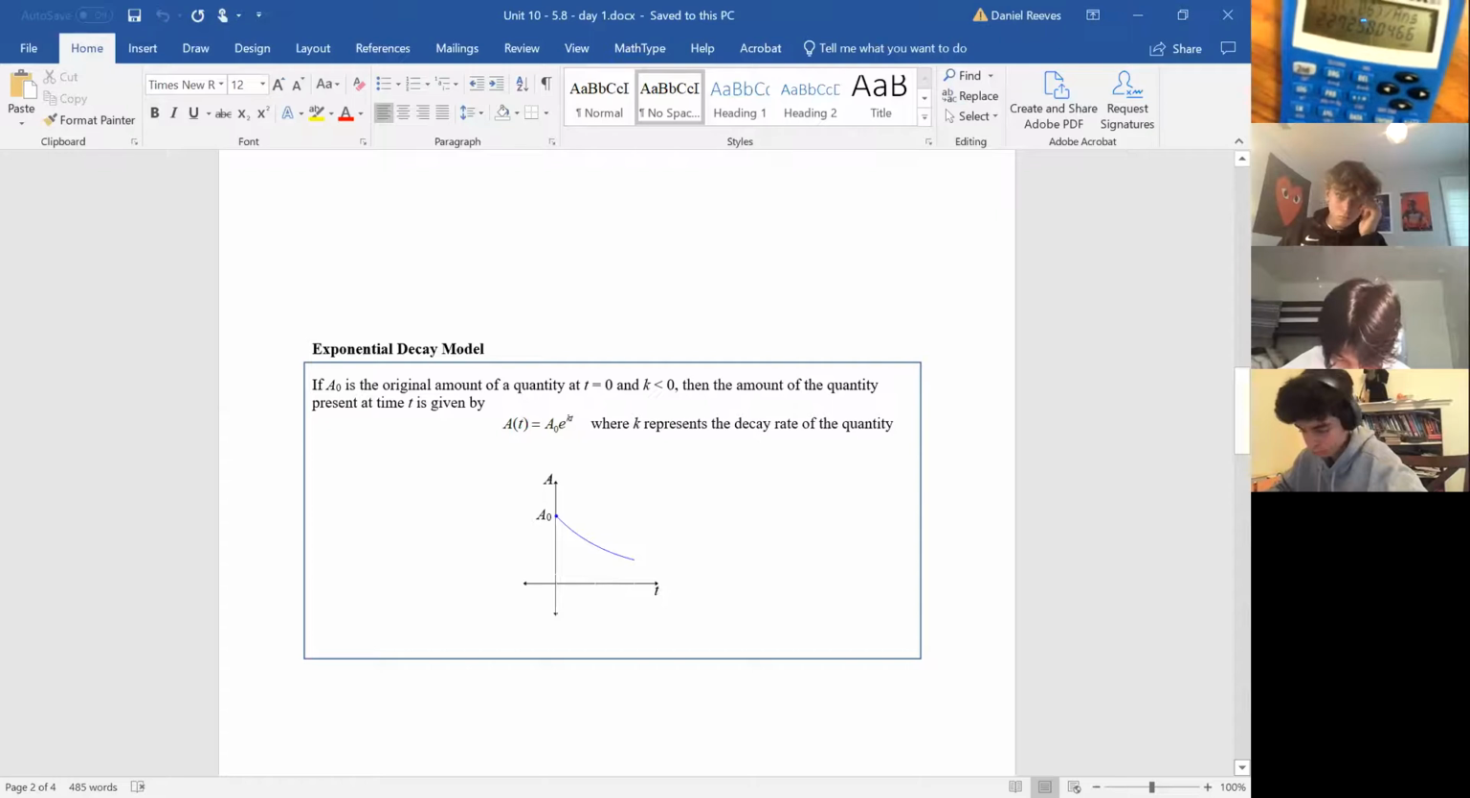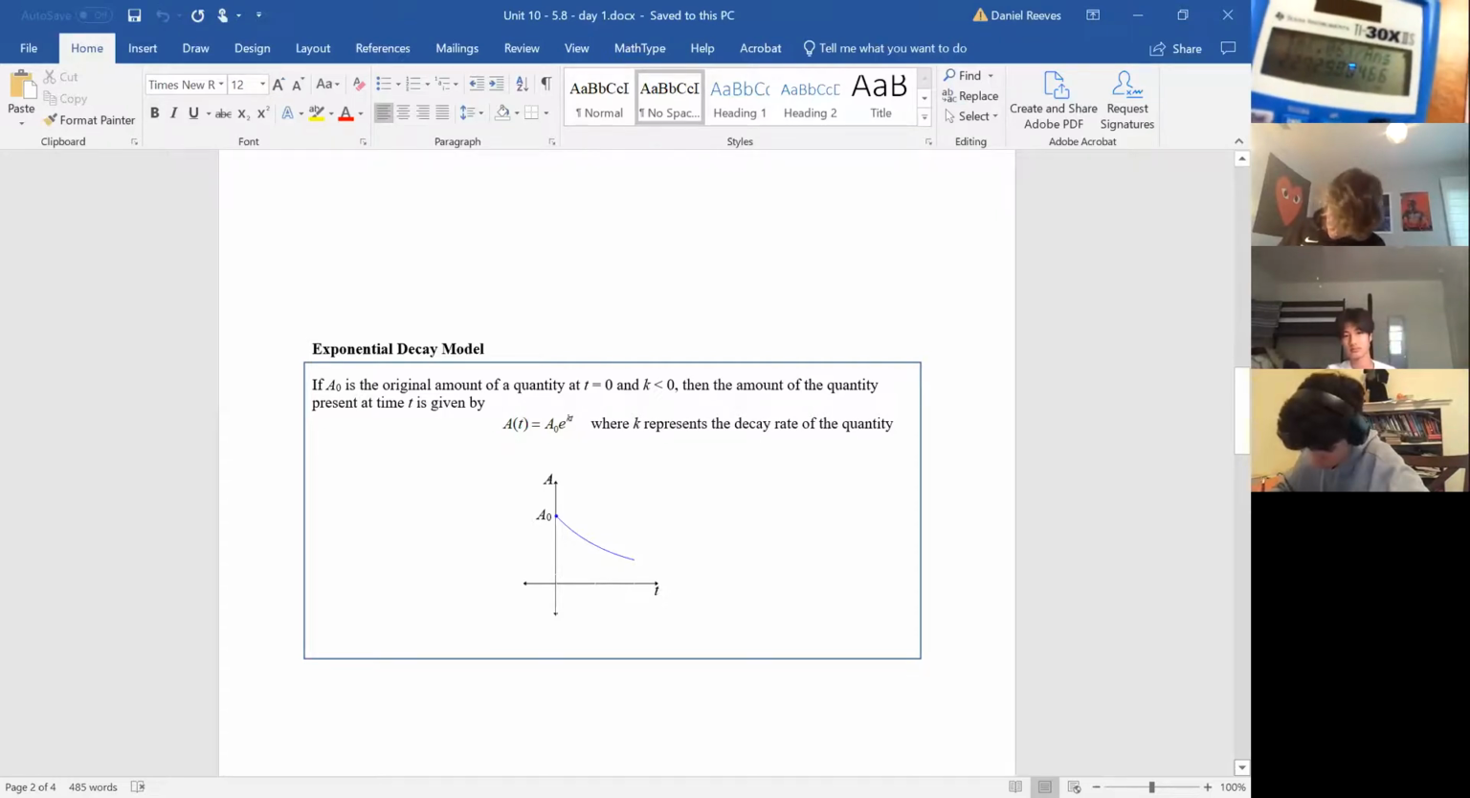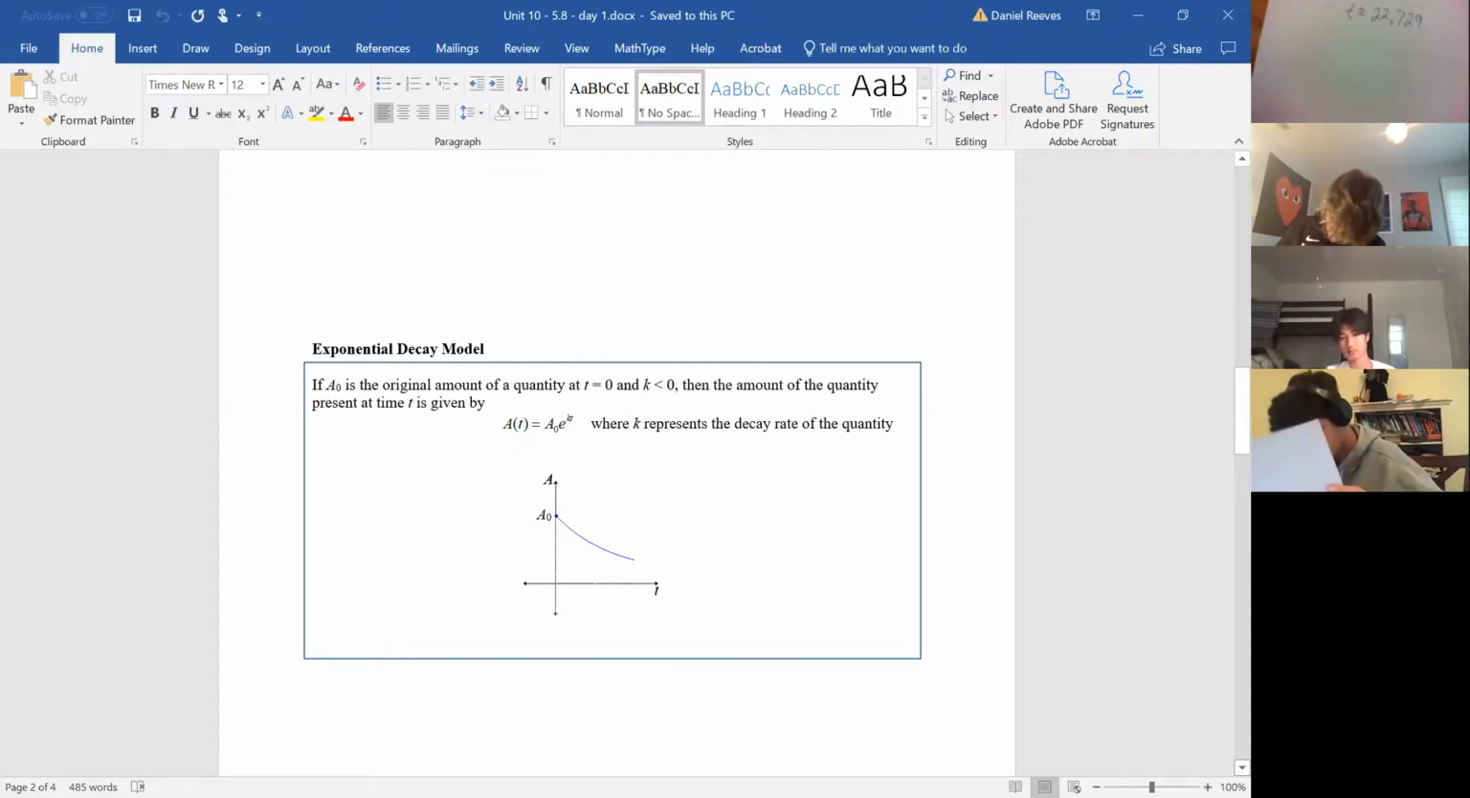22,729 years. Now, admittedly, they go 0.80, blah, blah, blah, but radioactive dating is not that accurate. This is probably, in terms of significant figures, way too many. So I'm just going to leave it like this.